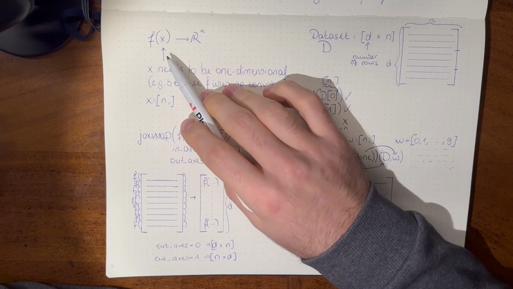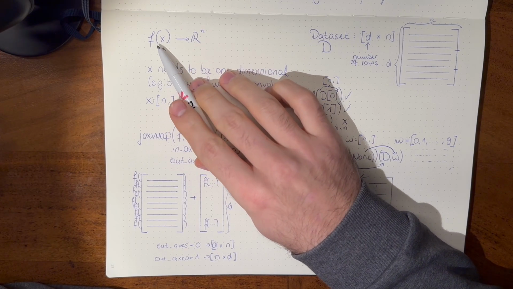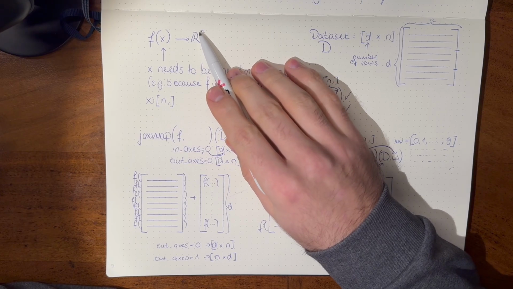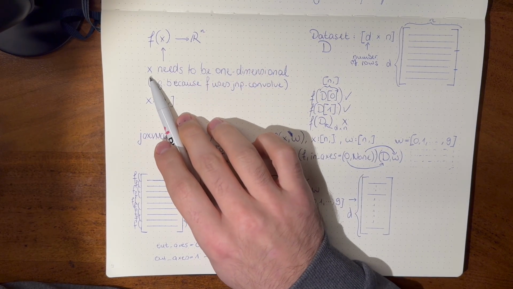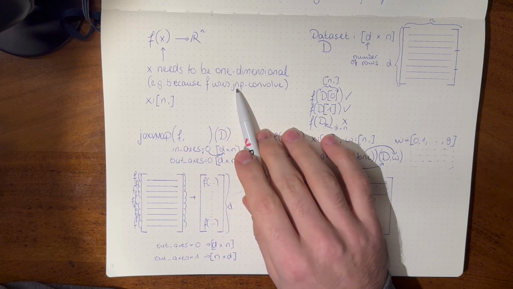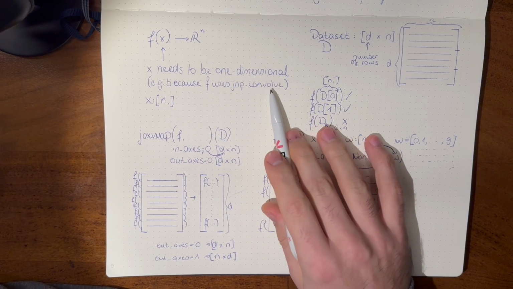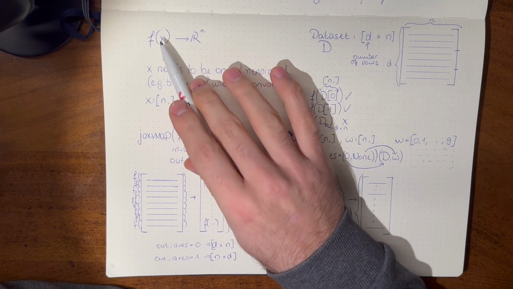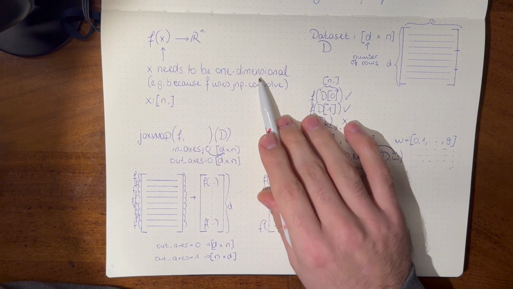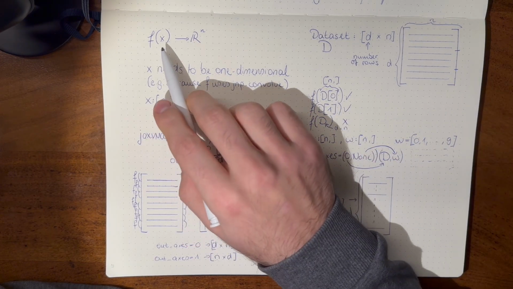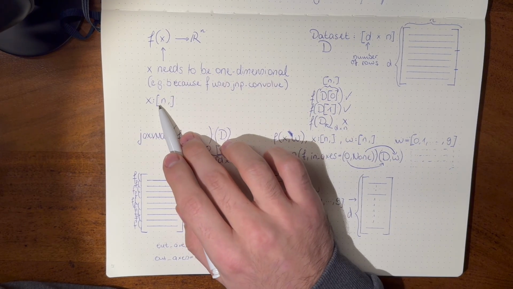So let's imagine we have a function f that gets as input x and then returns some numbers in one dimension. And the input x needs to be one-dimensional, for example, because we're using the jmp.convolve method, which requires its input to be one-dimensional. If our input here was anything but one-dimensional, then this convolve method would fail, and we would get an error. So in other words, our input x must have the shape n.